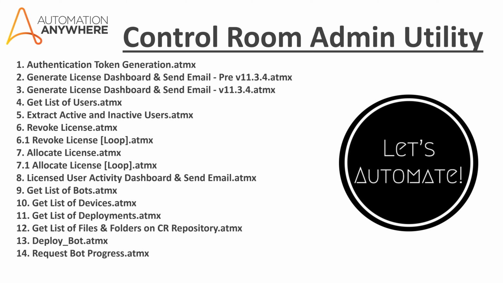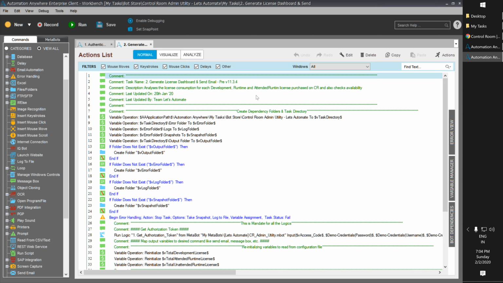Okay, the second bot on the list is generating license dashboard and sending email for control rooms before version 11.3.4. Now there is a manual step, a quick step before we do that, because Automation Anywhere released their license API with version 11.3.4. Any version before that did not have this API available, and hence there is no way to find out what is the count of your purchase licenses.